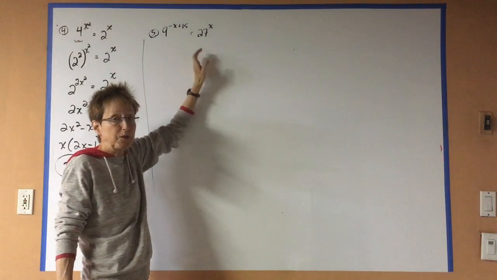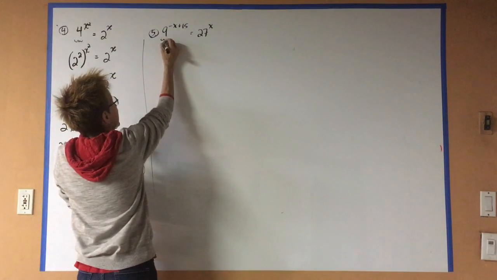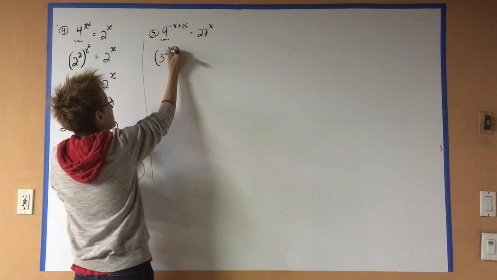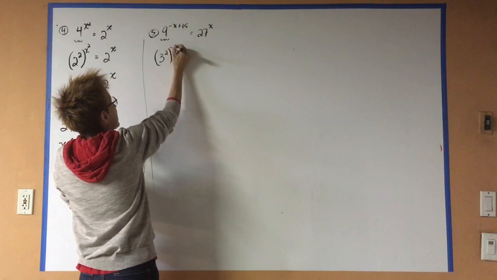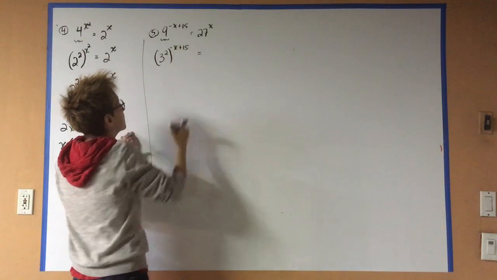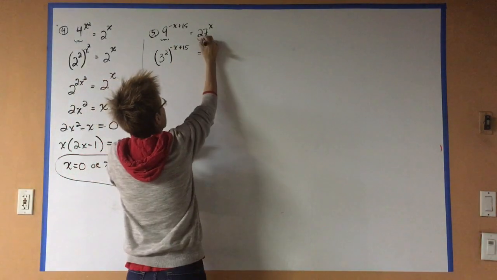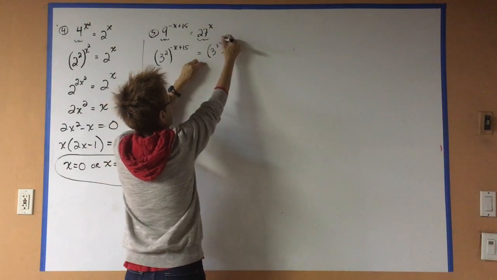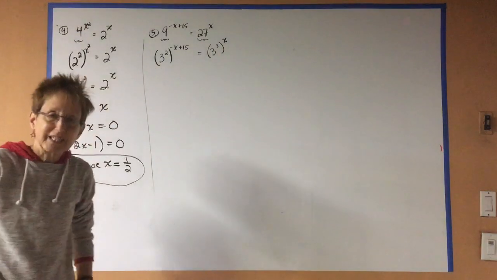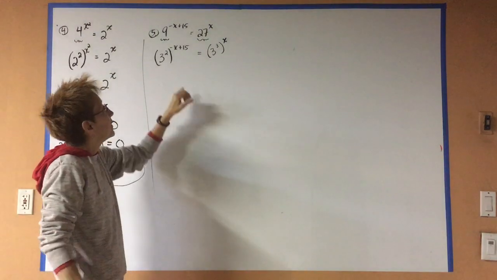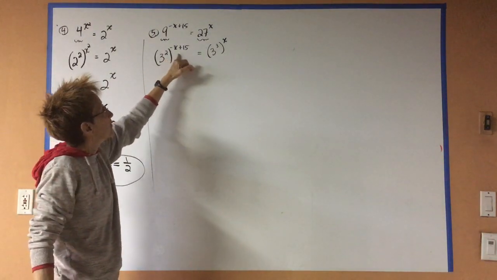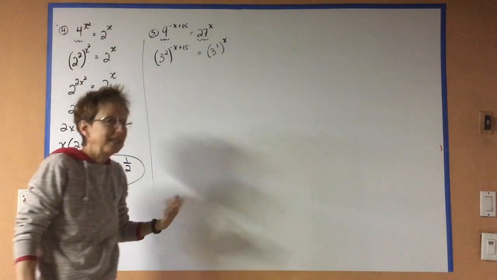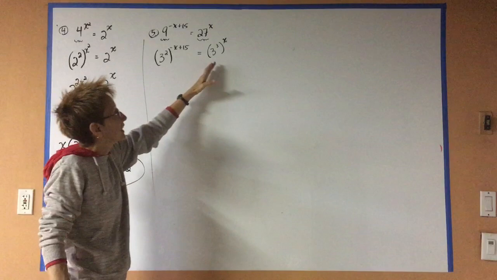So I'm going to convert both of these. This 9 is 3 squared, but that 3 squared is being raised to a power of negative x plus 15. This 27 is 3 cubed, but that 3 cubed is being raised to a power of x. So they're getting a little more difficult now. So this is 3 squared to the power of negative x plus 15 equals 3 cubed raised to the power of x. So again, I can't leave it like this.